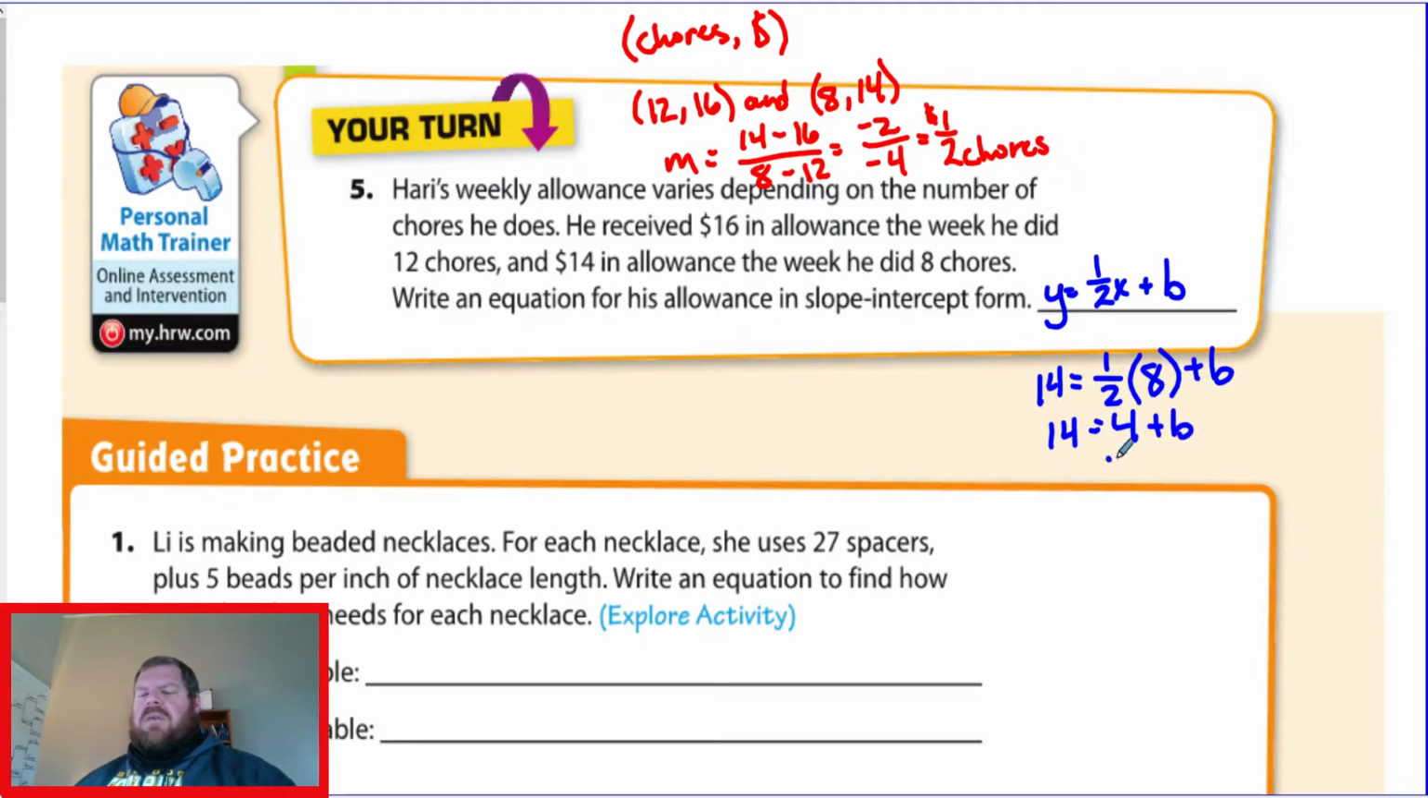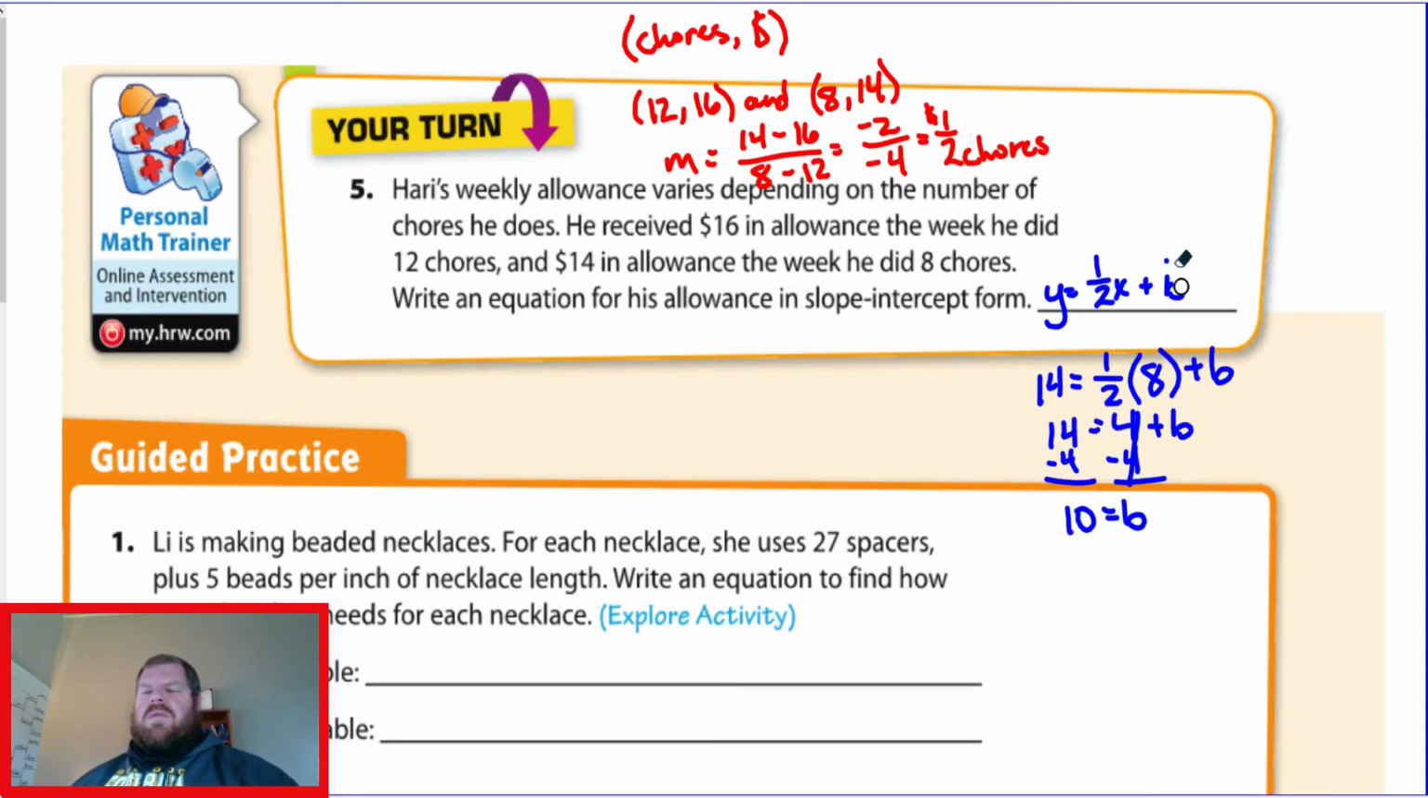And to solve for b, I'm going to subtract 4 on both sides. On the right side, my 4's go away. On the left side, I get 10. Which means we kind of think of b as like a base value. It's the amount that I'm guaranteed to get. Okay, or I guess Harry is guaranteed to get. I wish I got $10 a week. That'd be nice. Nobody's ever going to complain about an extra $10 a week.